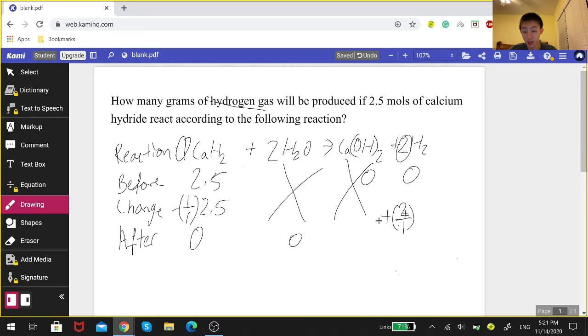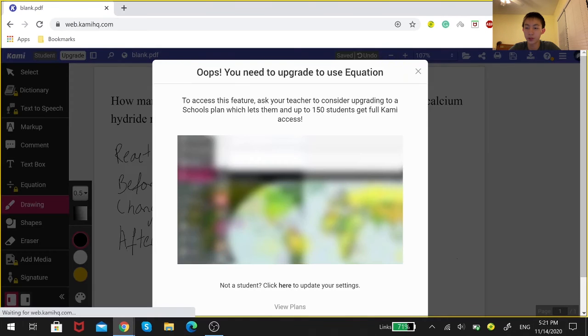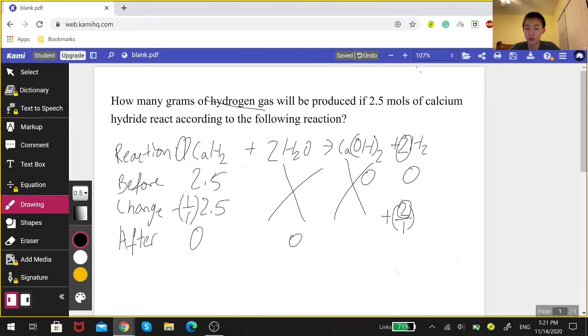Plus. This does not have to equal 1 because it's dependent on what's over here. So this top 2 came from what we're looking for, and the bottom 1 came from how much of the given thing we have. We're given calcium hydride, which is 1. That's why it's 2 over 1. And the number being multiplied will always remain the same, 2.5 in this reaction. 2.5. Now after, we need to calculate.